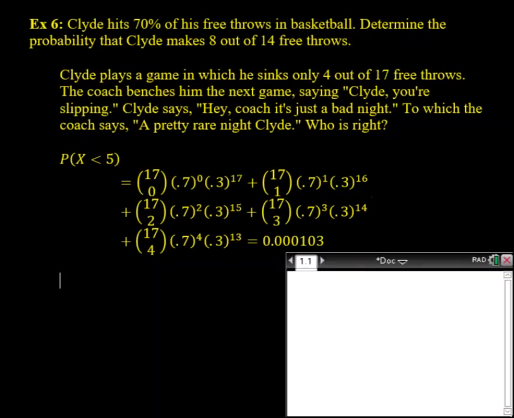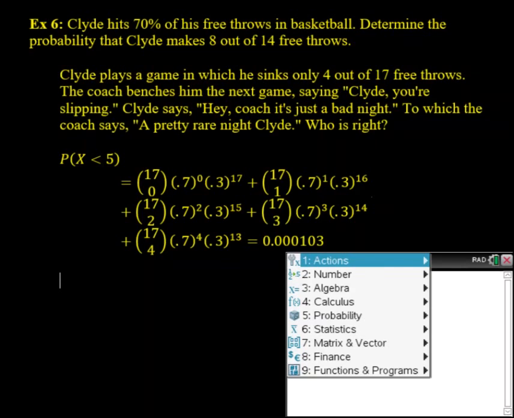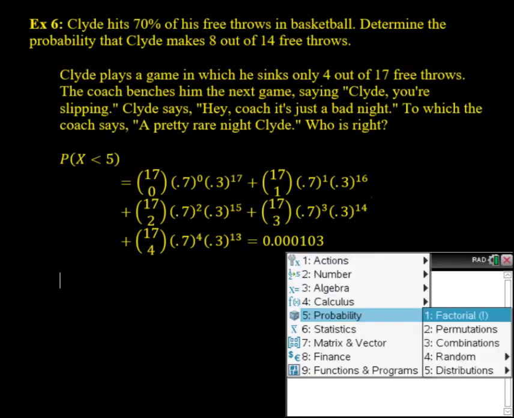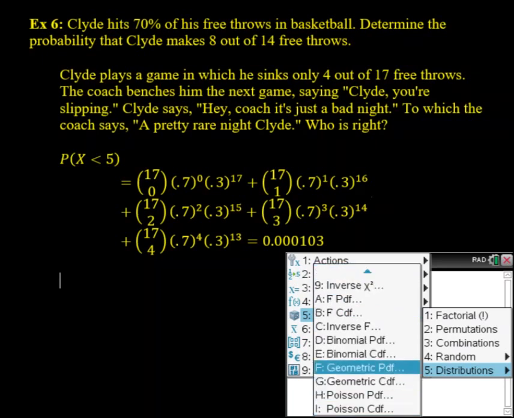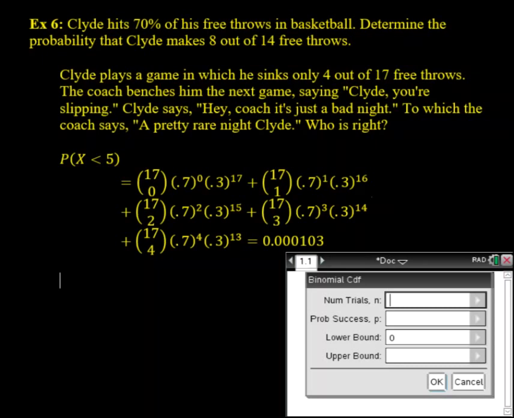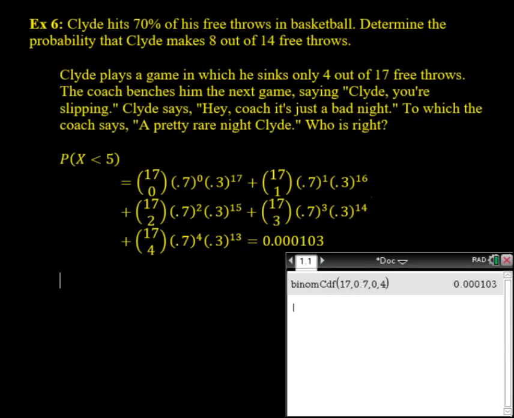So let's use the calculator to find this. Calculate page. We're going to do menu, probability, distributions, binomial CDF. Trials are 17. Probability of success is 0.7. Our lower bound is 0 and our upper bound is 4. Press OK, and we get 0.000103, the same value.